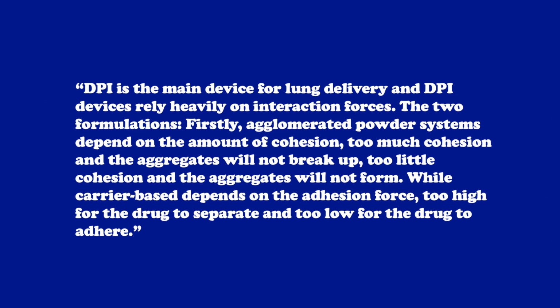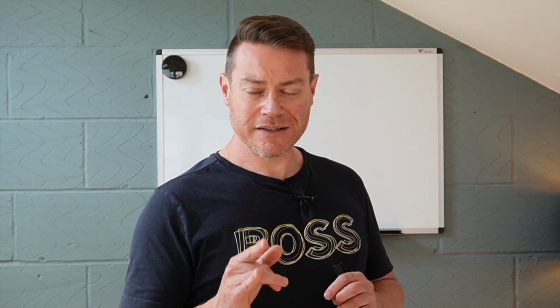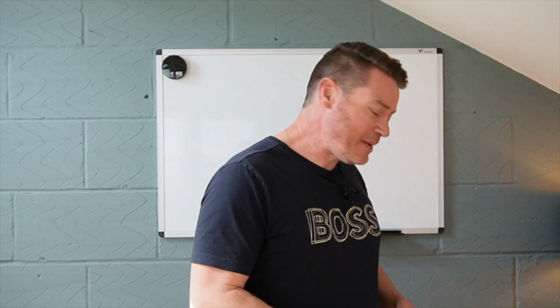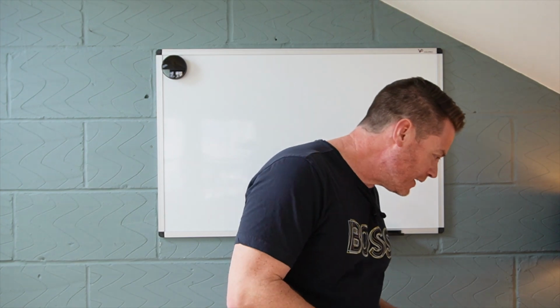Firstly, agglomerated powder systems," good, "depend on the amount of cohesion. Too much cohesion and the aggregates will not break up. Too little cohesion and the aggregates will not form." Now, what we're doing there is they're defining cohesion and agglomerated powder. So that's really good. And they're also starting to touch on how strong the force of cohesion is. If it's too strong, that can be a problem because these aggregates don't break apart, and if it's not strong enough, they don't form in the first place. But they don't go any further and say why or what outcome are we looking for? You know, what's the result of those things? So it's better than the previous answer, but it's still not getting all the way there.